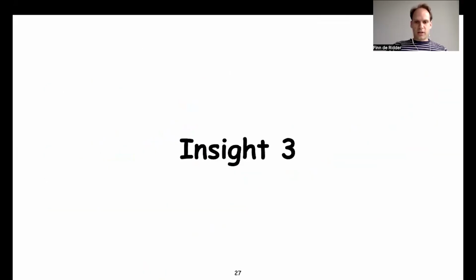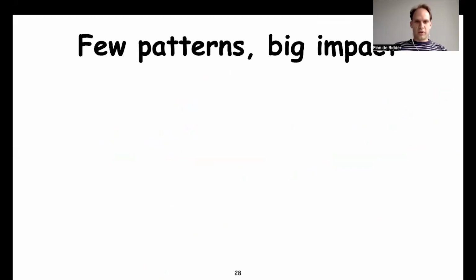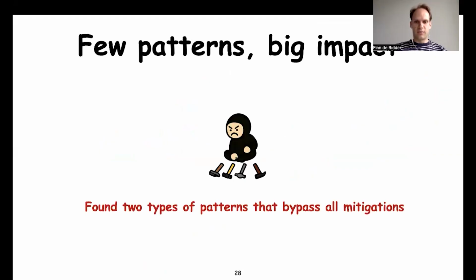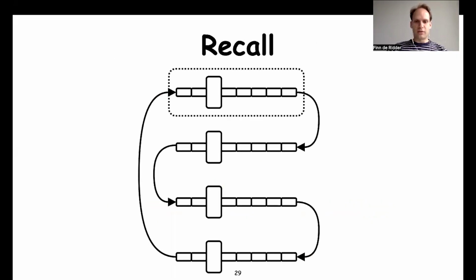Finally, the third insight that I would like to share with you has to do with the fact that with just very few patterns, the attacker can have a big impact, which means that with just two types of patterns, the attacker can bypass all mitigations. So you do not need to target, as an attacker, a specific DIMM. You can create a kind of template pattern and then make only minor adjustments and you'll be able to trigger bit flips on most DIMMs. So what does this template, or let's say this generic and very strong pattern, look like?